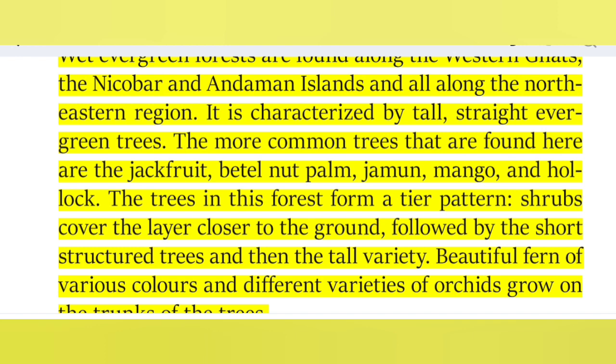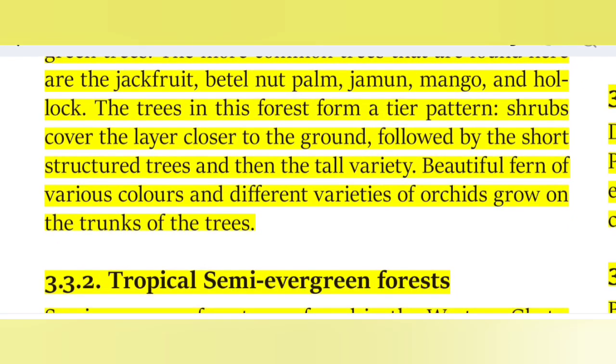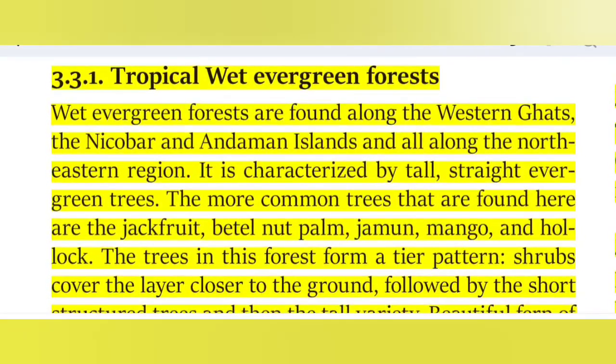How is it? Shrubs cover the layer closer to the ground, followed by short structured trees and then the tall variety. Beautiful ferns of various colors and different varieties of orchids grow on the trunk of the trees. Okay, these are the characteristics of tropical wet evergreen forest. So, first topic is complete.